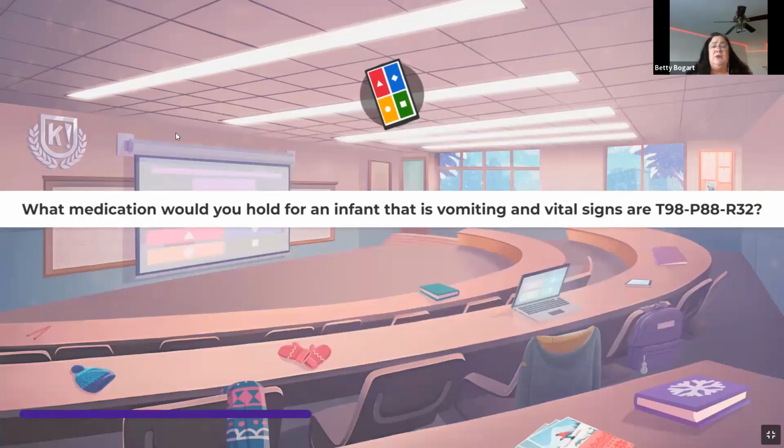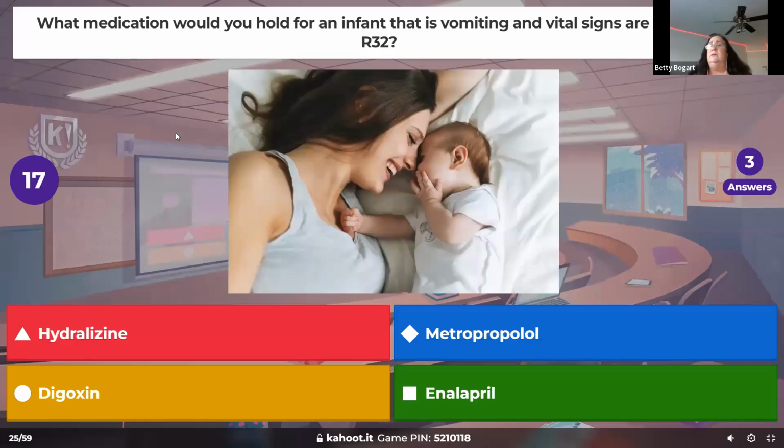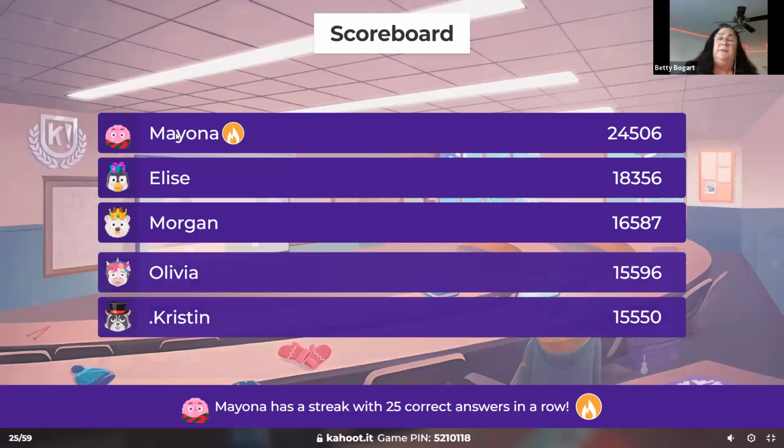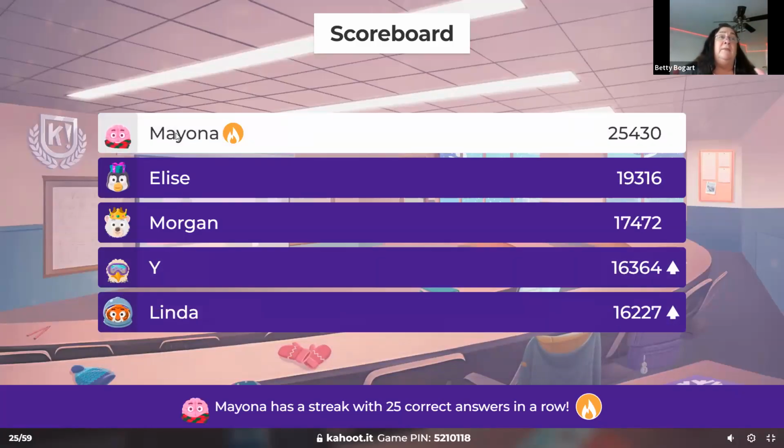What medication would you hold on an infant that is vomiting? The vital signs are 98, 88, 32, TPR. You know, all of these medicines are adult medicines. They all can be given to children, newborn infants. They just give them the milligrams or micrograms per kilogram. And yes, vomiting, you think about digoxin. Good job. And you're going to send them home saying, Mom, he vomits when you give it to him. Just don't give it to him. Wait till the next dose and give it. And then you'll further say, if he continues to vomit, then call a physician.